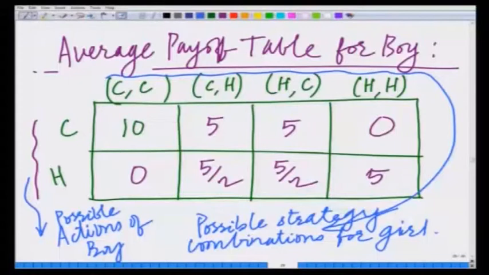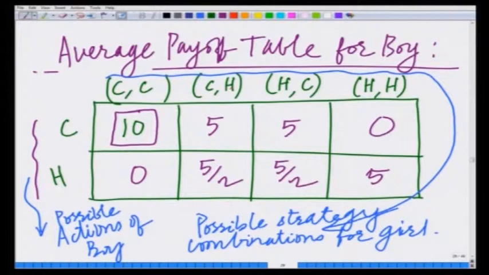Let us now consider looking at our Bayesian version of the Battle of Sexes game. We have derived the average payoffs of the boy in the last module for the different action combinations of the girl player of each type. Now let us try to infer the best responses of the boy. Looking at this table, that is fairly simple, because if the girl player is choosing C comma C, then the best response of the boy is to choose C, because C gives him a payoff of 10 while H gives him a payoff of 0.